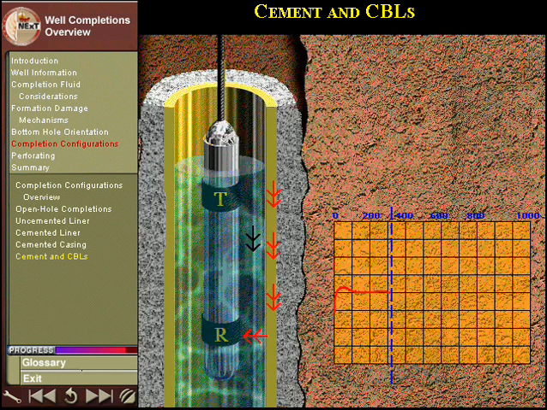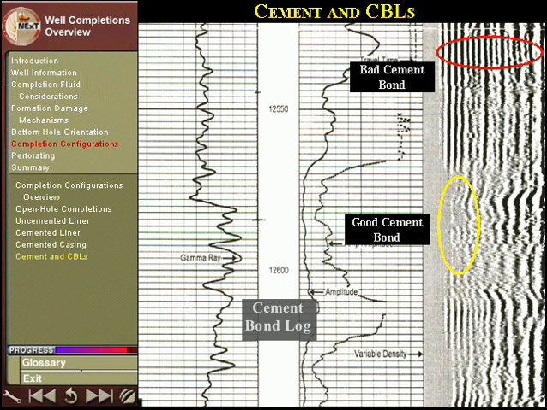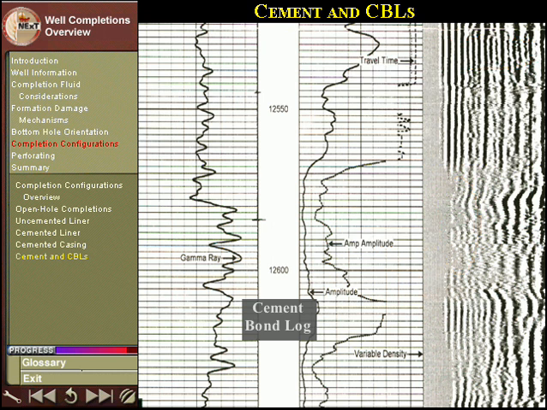A cement bond log, also known as a CBL, is therefore run before perforating to determine the quality of the cement job. The cement bond log can detect varying degrees of cement bonding. These sections from actual CBLs display both good and bad cement bonding. Cement bond evaluation is beyond the scope of this module. However, the importance of determining adequate cement bonding needs to be recognized.